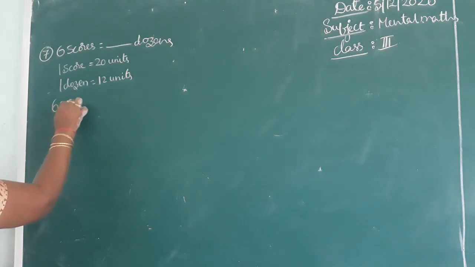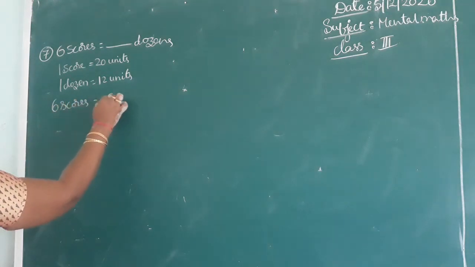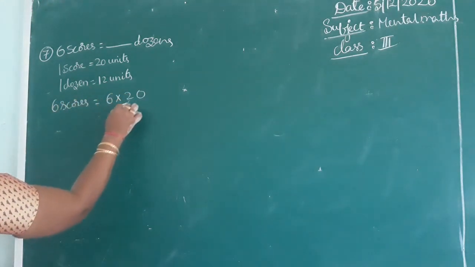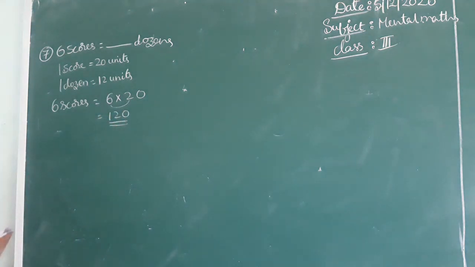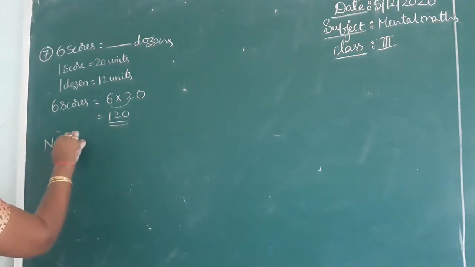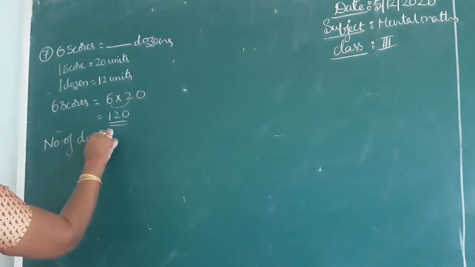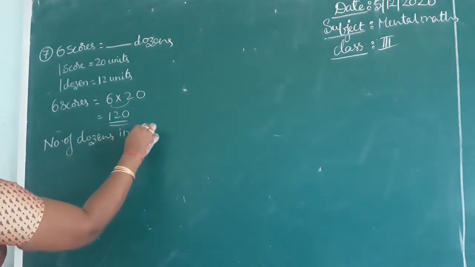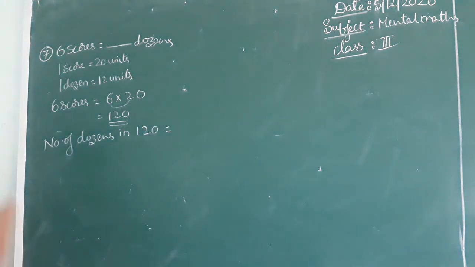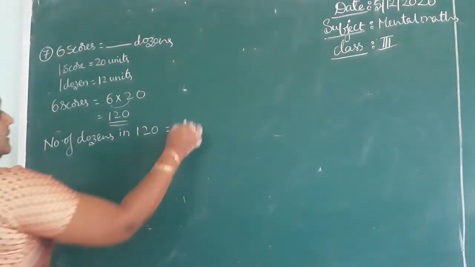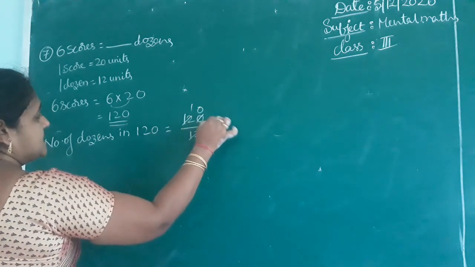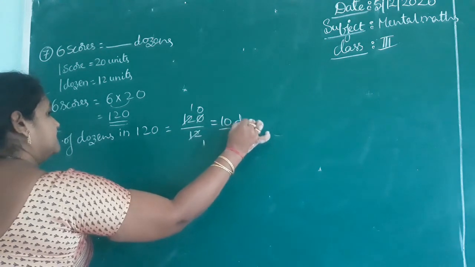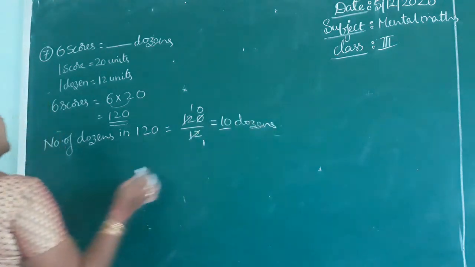6 scores is 6 into 20. 6 2s 12, 120 units are there. They are asking how many dozens are there in this 120. 120 divided by 12. 12 ones, 12 zeros. Answer is 10 dozens.